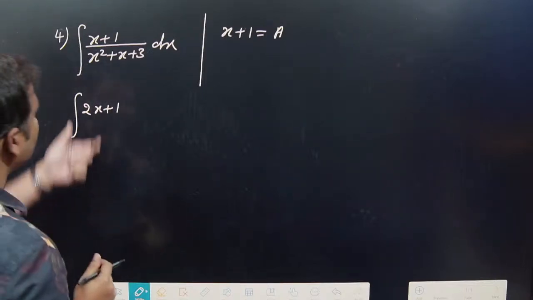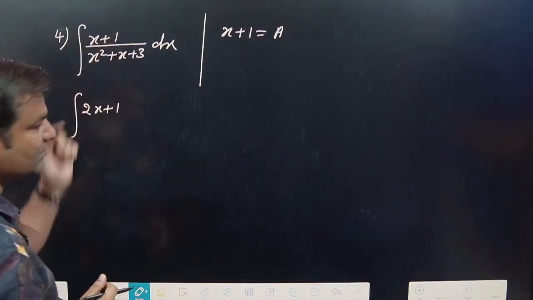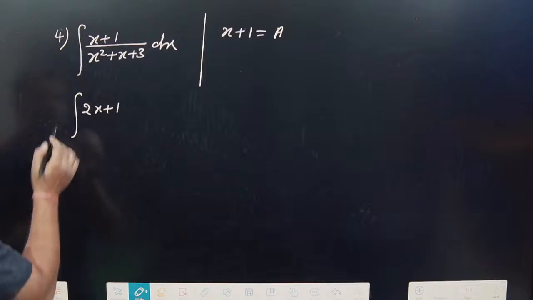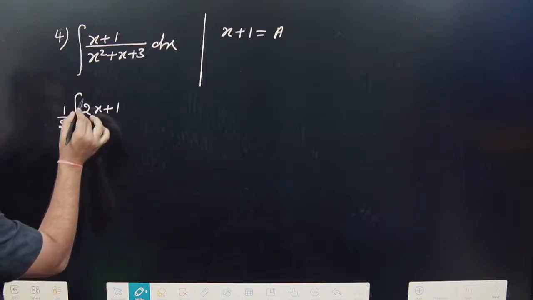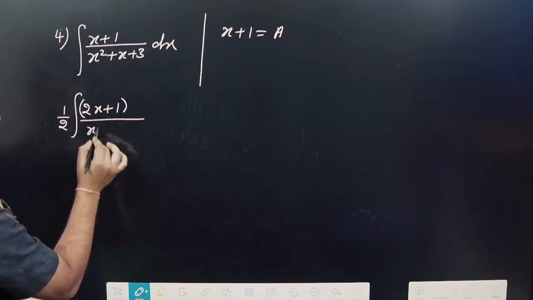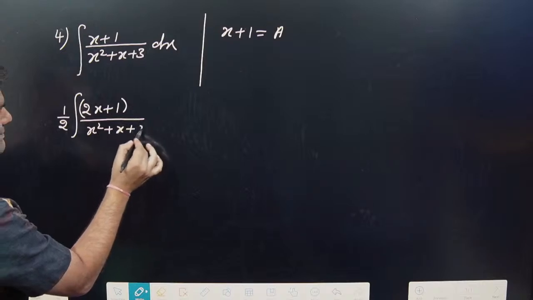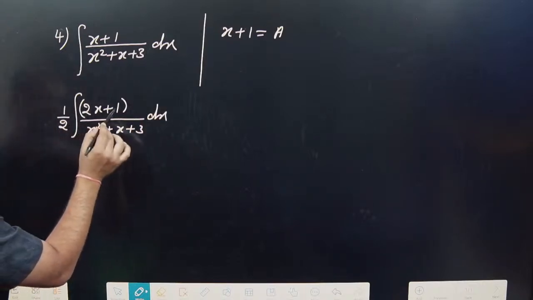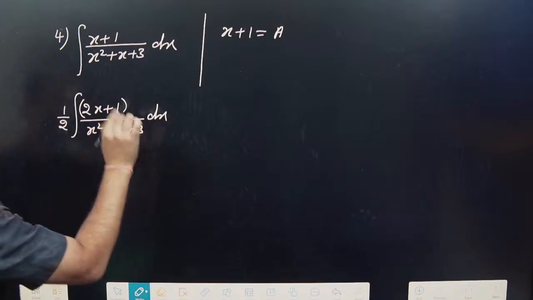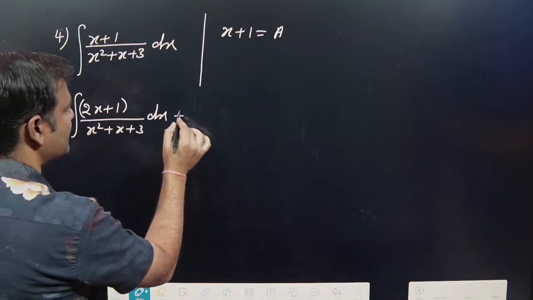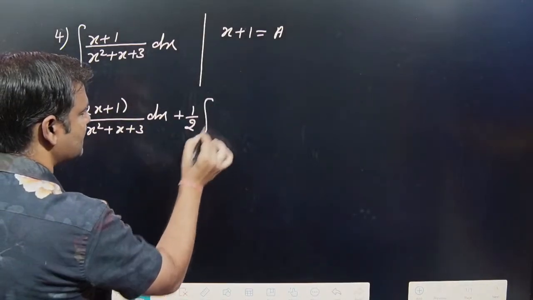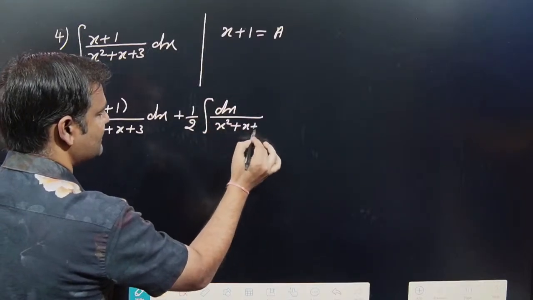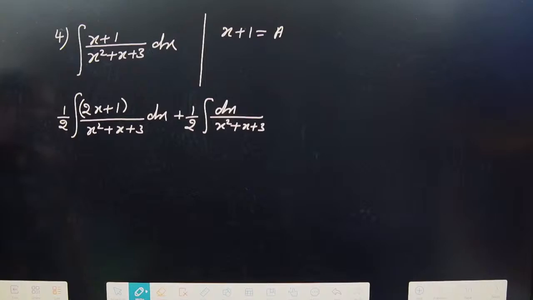Basically our motto is to get 2x plus 1 in the numerator. So how can we make 2x plus 1? If we multiply by 1 by 2, then we get 2x, but since we multiplied by 1 by 2, we again add 1 by 2, dx divided by x square plus x plus 3. Okay, is that clear?